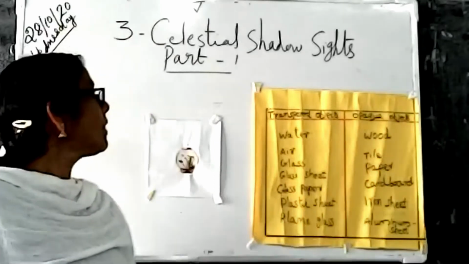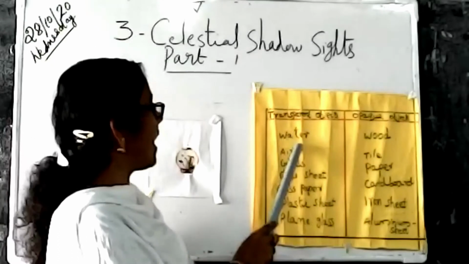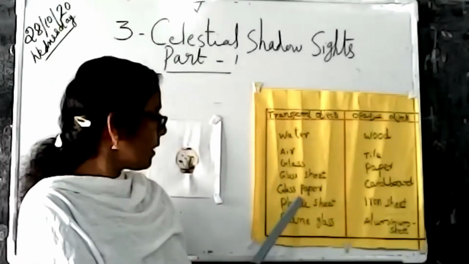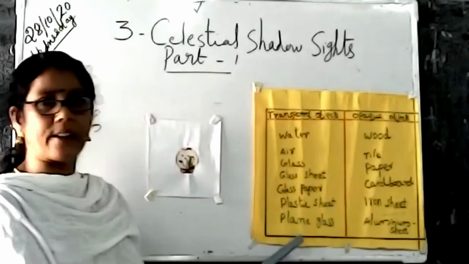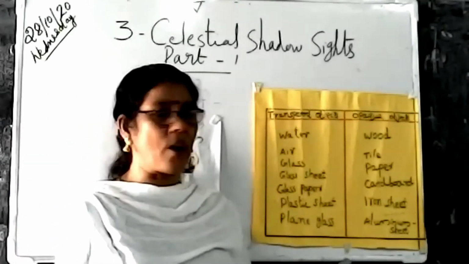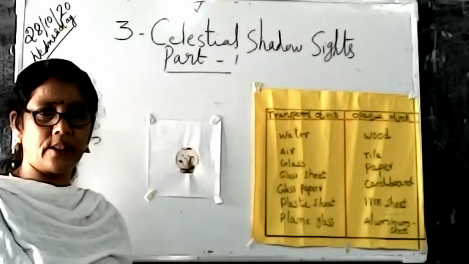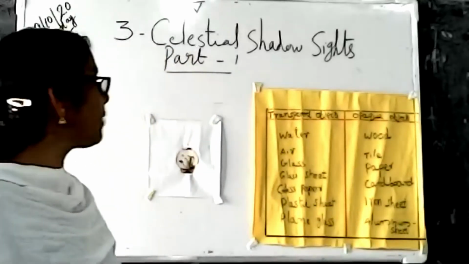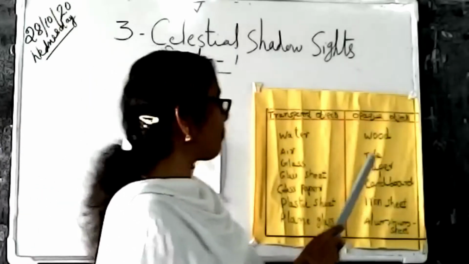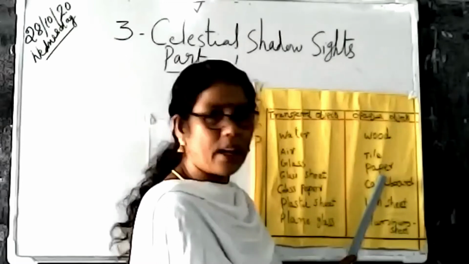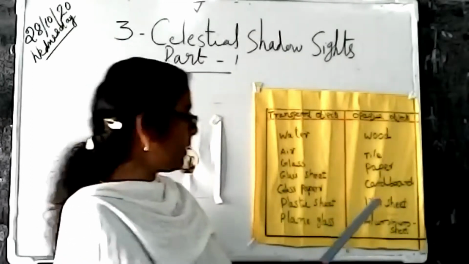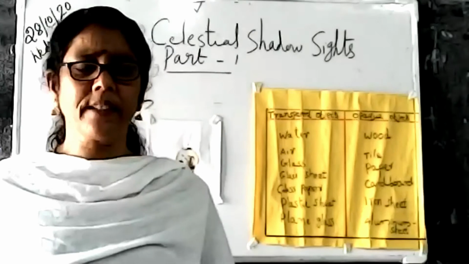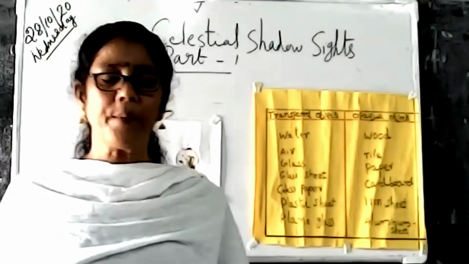Okay, so here transparent objects: water, air, glass sheets, glass paper, plastic sheet, plain glass. Okay, these are the examples for transparent objects. And now opaque objects, some objects included in opaque objects. These are wood, tile, paper, cardboard, iron sheets, aluminium sheet. Okay, then next one, some examples for translucent objects.